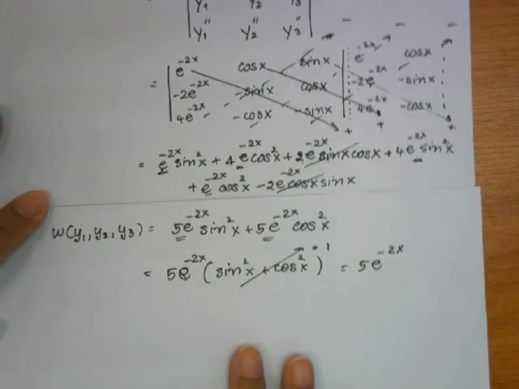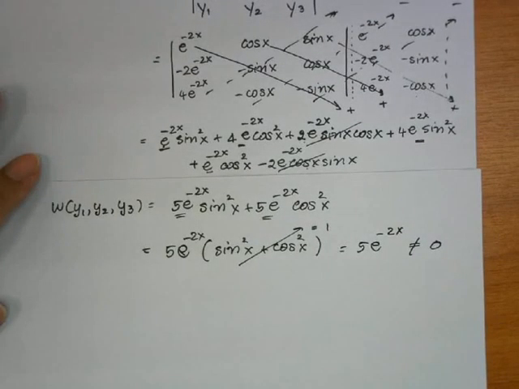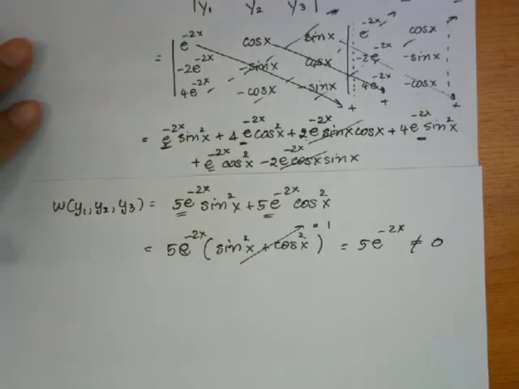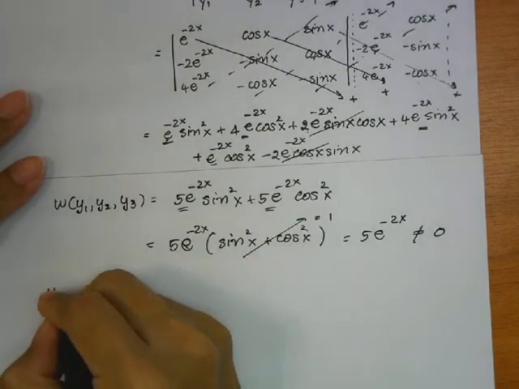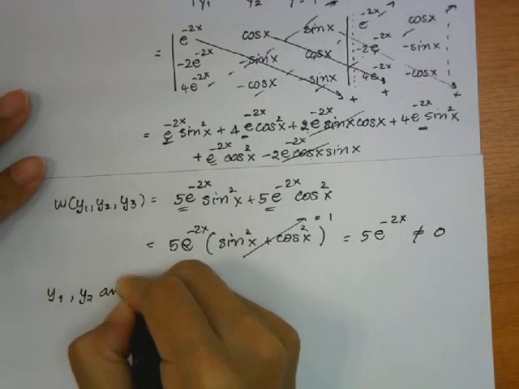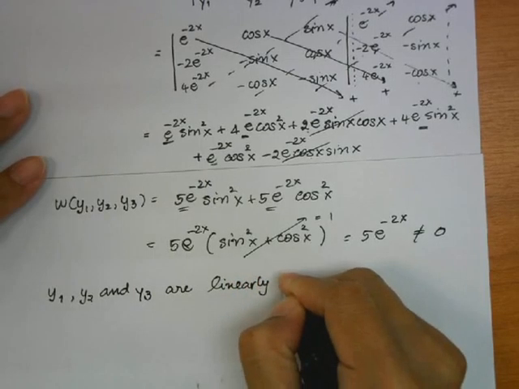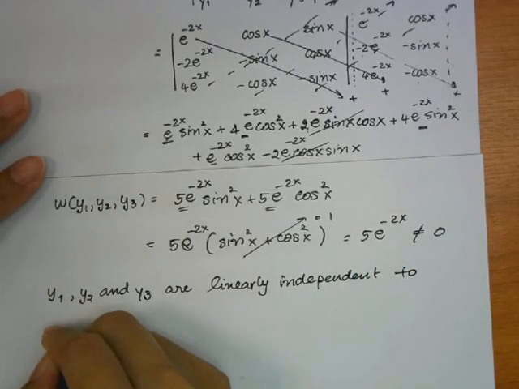So that means your Wronskian is not equal to 0. So that means what? If Wronskian is not equal to 0, y1, y2, y3 are linearly independent to each other. So that means y1, y2, and y3 are linearly independent to each other.